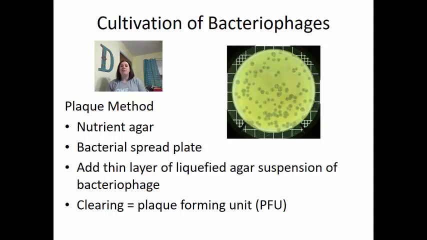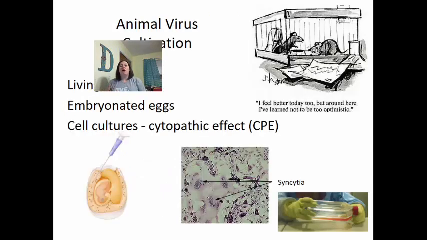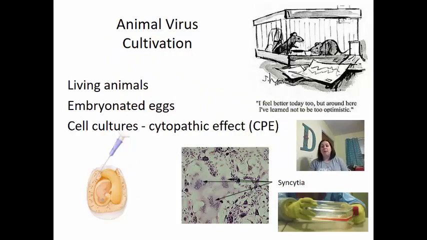But if the virus does not infect a bacteria, this creates a little bit harder opportunity to cultivate it. So there are some animal virus cultivations that we can use. We can put them into living animals. When you put it into living animals, of course, it's going to end up potentially making the animal sick, but it allows us to look at the signs and symptoms that go along with it.